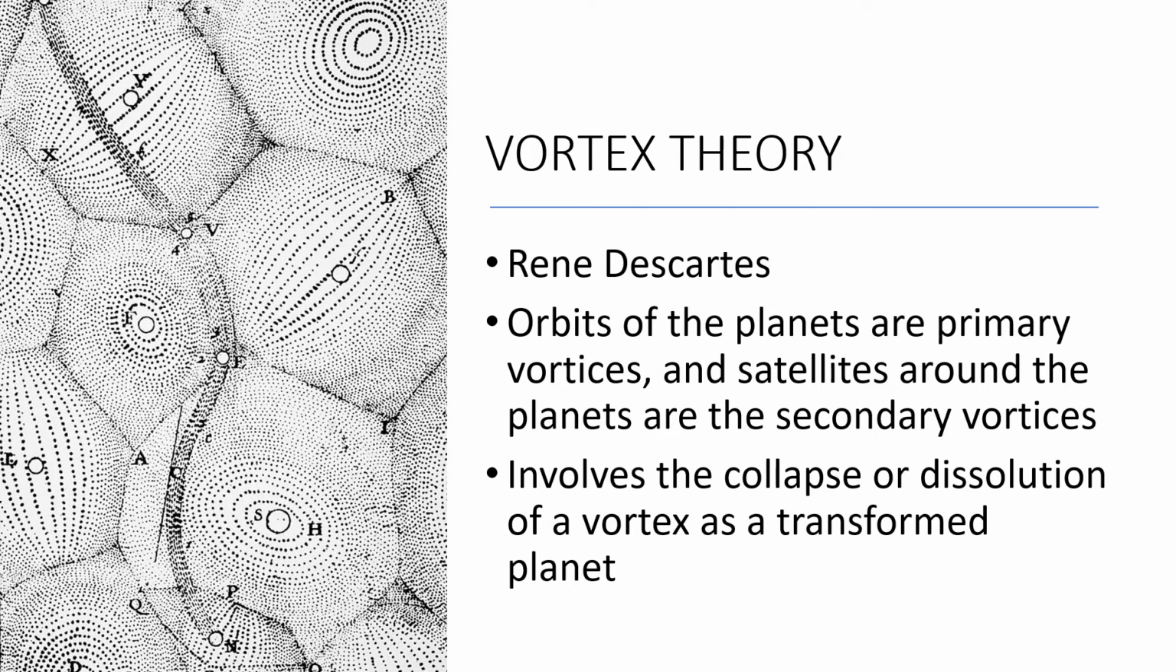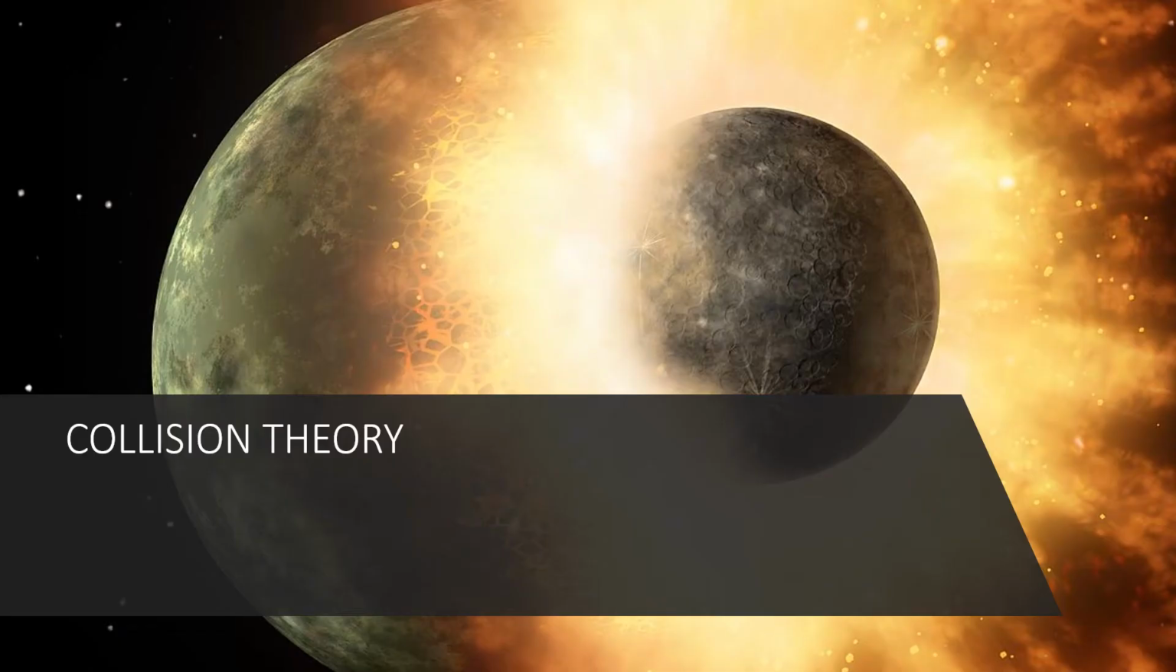In Descartes' vortex cosmology, the mechanism involves the collapse or dissolution of a vortex in which a stellar body is embedded in its migration to another vortex as a transformed planet. The transformation hypothesis was abandoned with the rising influence of Newton's law of gravitation, explaining that the origin of the solar system is based on gravitational attraction. Descartes' theory represented the first evolution-based theory of planet formation.